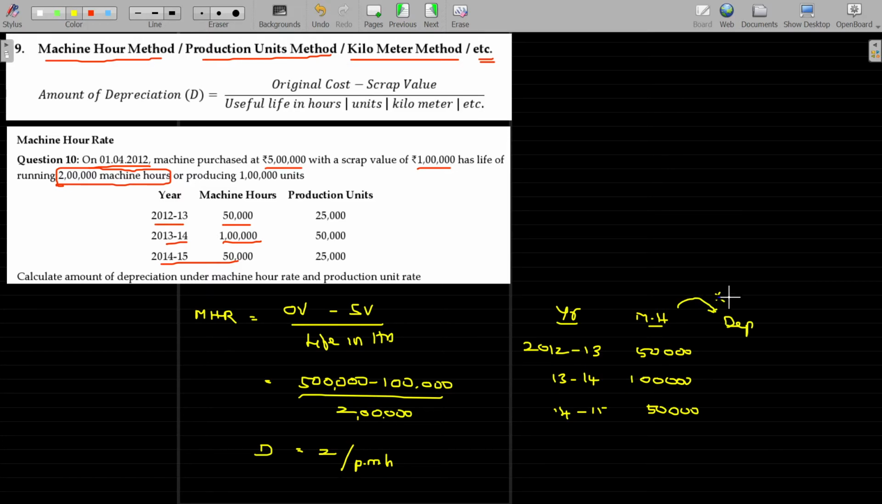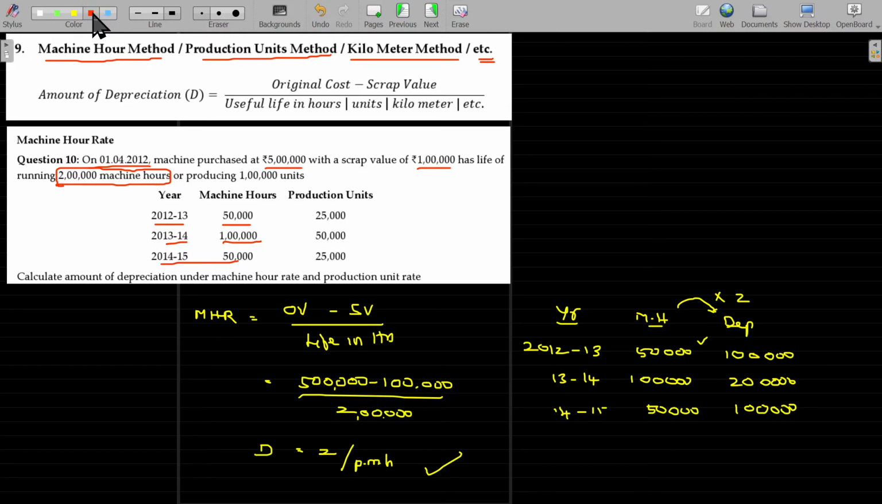Machine hours into the rate, meaning depreciation per machine hour, which is 2 rupees. We have already found that out. In the very first year, machine hours being 50,000 into 2, 1 lakh will be the depreciation. In the second year, 1 lakh into 2, 2 lakhs will be the depreciation. In the third year, 50,000 into 2, 1 lakh will be the depreciation. That's how we do the depreciation under the machine hour rate method.